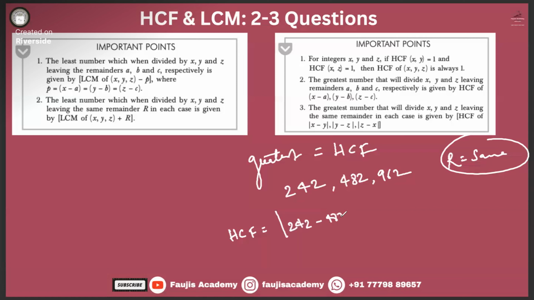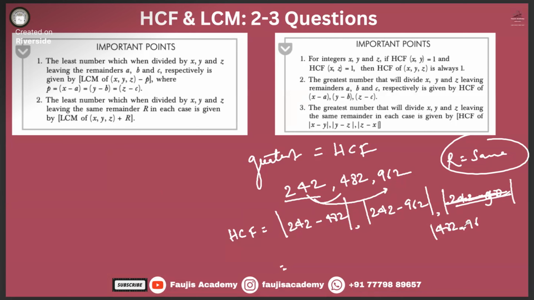242 minus 482, in mod. 242 minus 962. We have already worked with 242 and 482, and with 962, now we'll work it out. Right, guys? What are the numbers? Sir, we have to write 962 minus 482. Oh, yeah, you are right. 482 minus 962. Now you guys tell me, what is the difference?